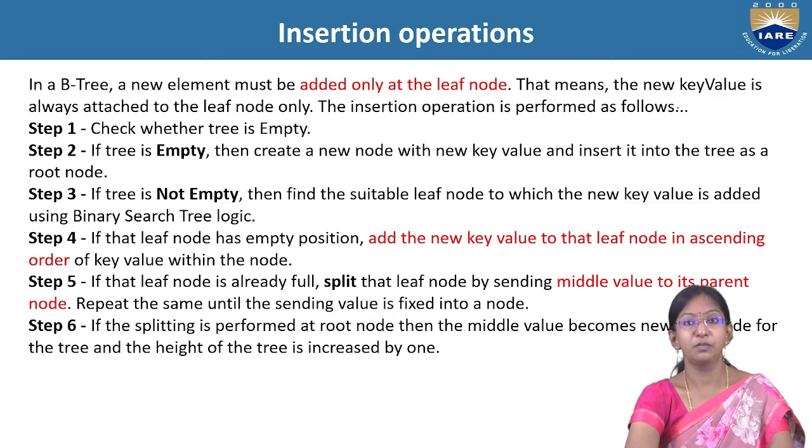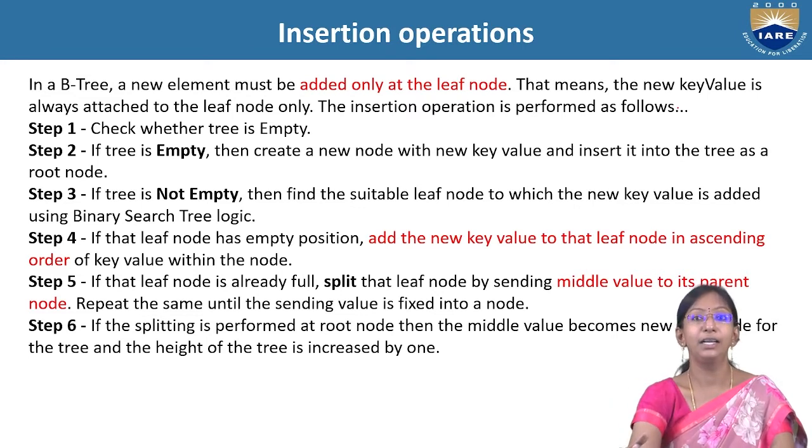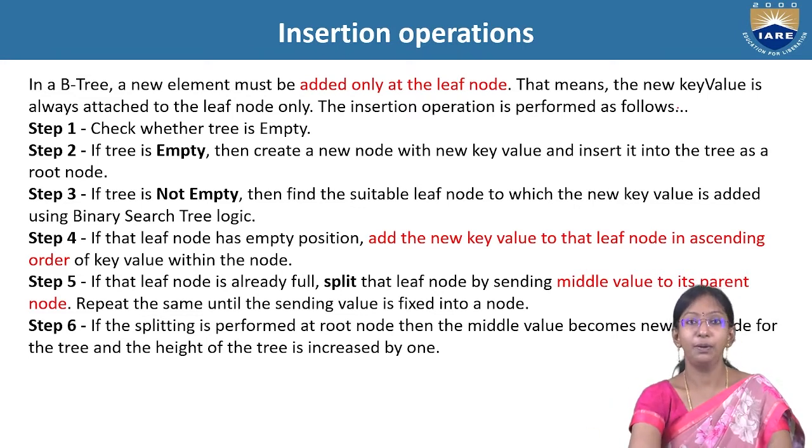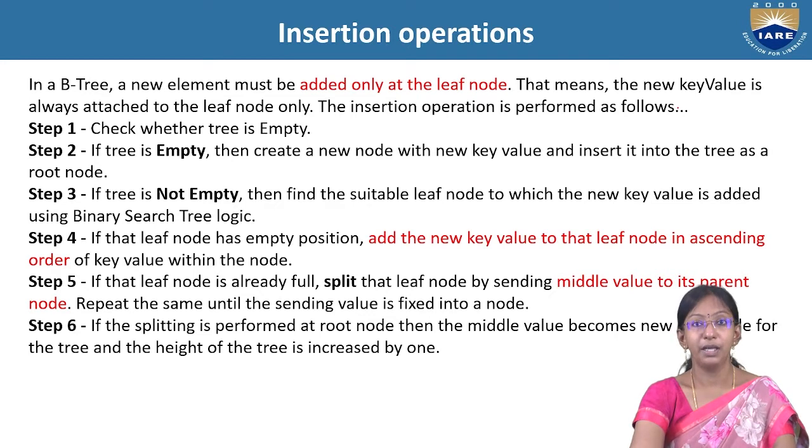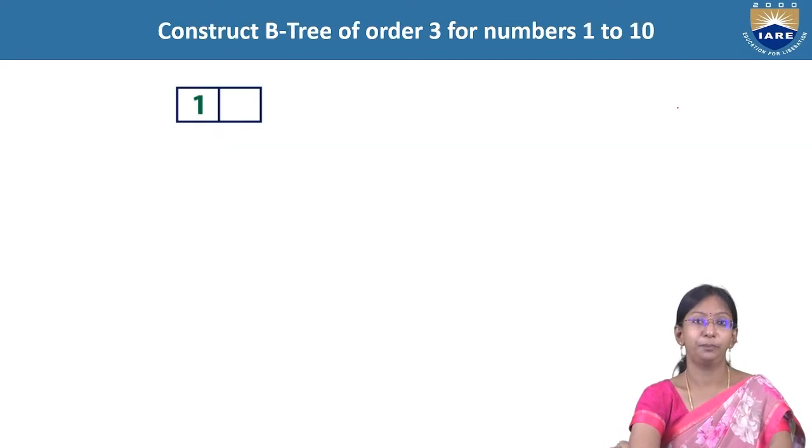If this splitting is performed at the root node, then the middle value becomes the new root node and the height of the tree increases by 1. Let me explain the same with an example.